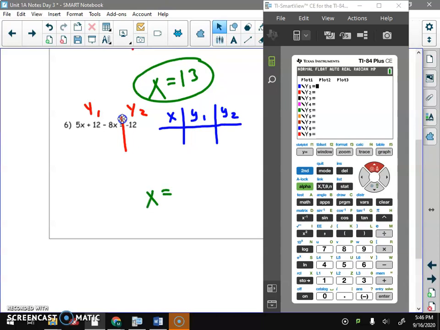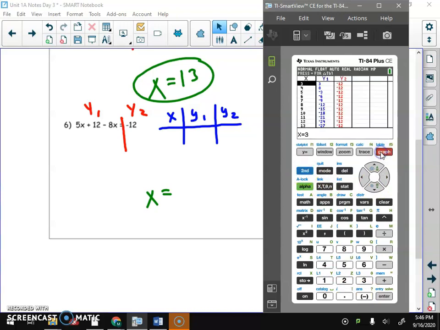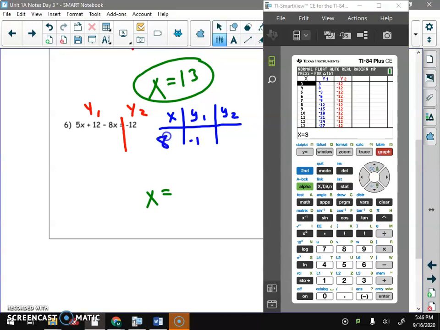Y1, 5X plus 12 minus 8X. Go down to Y2, negative 12. Now be careful. Negative 12 is not the same as 12 when we're looking for our match. Second graph. And again, we got lucky. It's on the screen right in the middle. 8, negative 12, negative 12. X equals 8, circle, and finito.